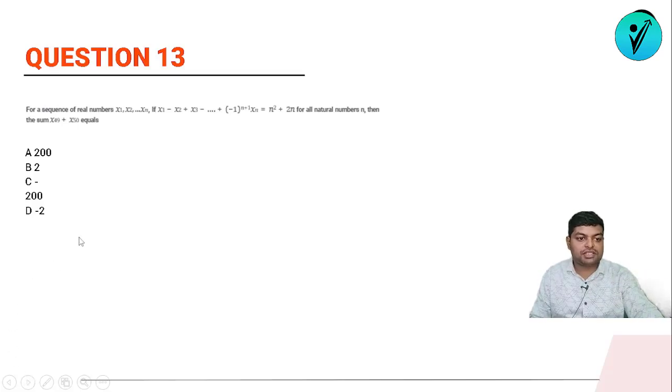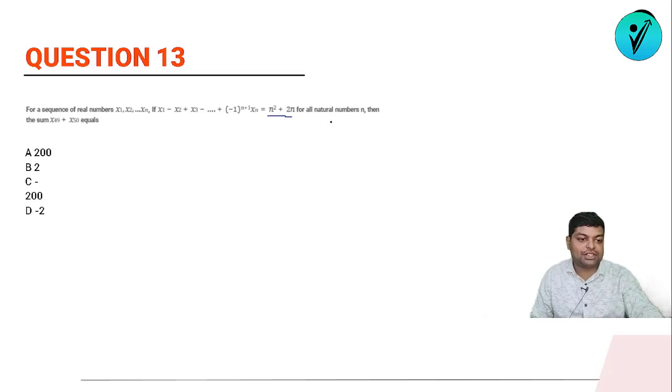Now this question is from the chapter of sequence and series, and what this question says: for a sequence of real numbers x1, x2, ..., xn, ठीक है, if x1 minus x2 plus x3 minus, meaning the sign is alternating, once I have a positive sign, then a negative sign, then positive, then negative, or we can also say if odd numbers have a positive sign and even numbers have a negative sign, and if this series is extended till xn, the value of it is given by n square plus 2n.